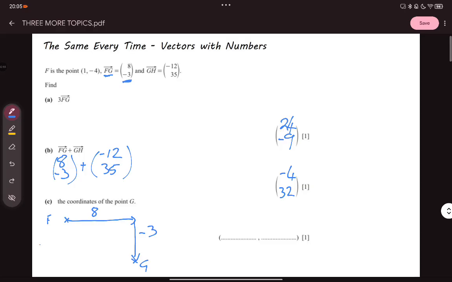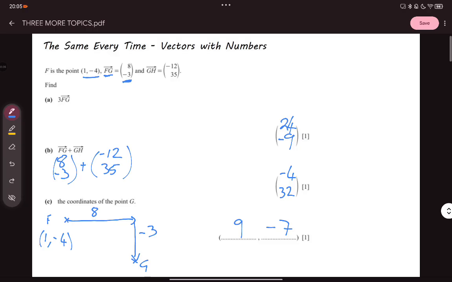So what are the coordinates of the point G? Well, they tell me that F is the point 1, -4. So to go from F to G, I move 8 across. So if I'm starting at 1 and I'm moving 8 in the X direction, so 1 is my X coordinate, that's going to take me to 9 on my X axis. And if I'm starting at -4 on my y-axis and I have to move 3 down, that's going to take me to -7. So 9, -7.